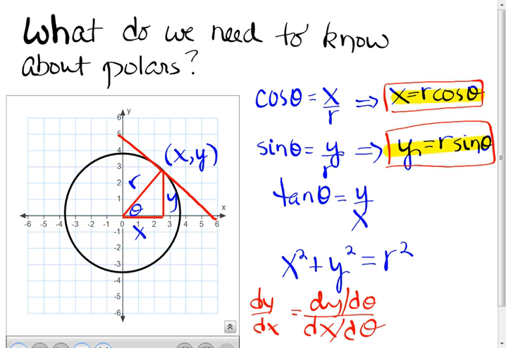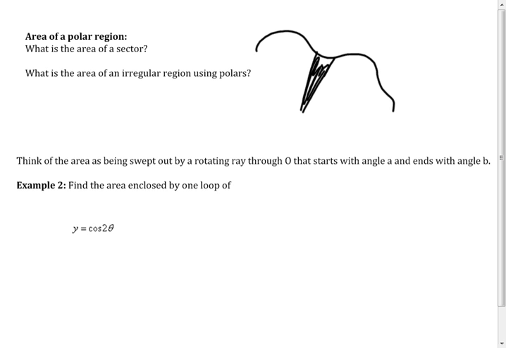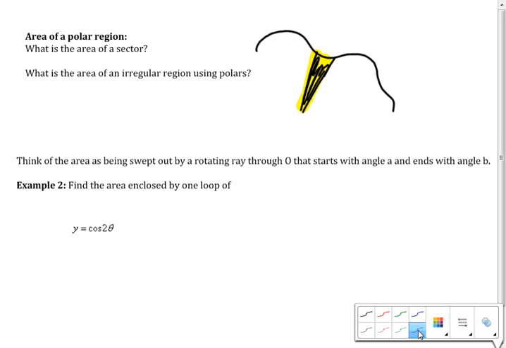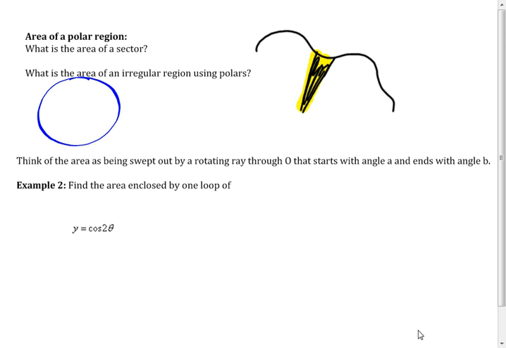Okay, so let's do a polar curve. Now, I want the area of this little sector. Do you remember sectors in geometry? What is a sector? A sector is part of this. Hey, guys, I'll be done so much faster if you're quiet. It's the area of that region right there.